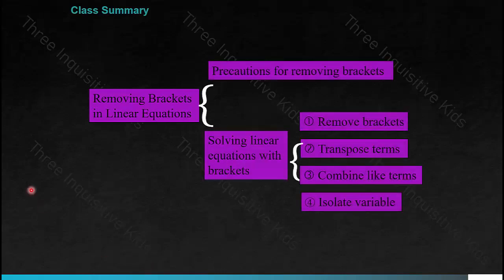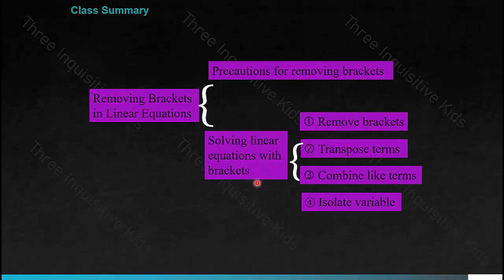We learned about the things that you have to pay attention to when removing brackets. So, precautions: make sure you're paying attention to changing the sign, especially if that parentheses has a negative sign in front of it, and then you're using the distributive property of multiplication to factor in that factor in front of the parentheses. Make sure that you are changing the signs of the terms if it is a negative factor. And we also learned to solve linear equations with brackets, especially in word problems.